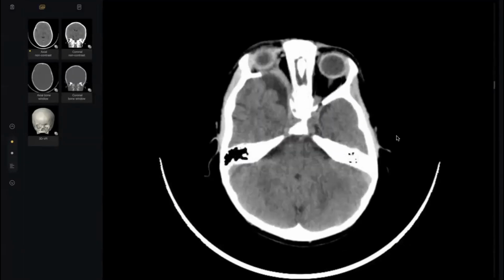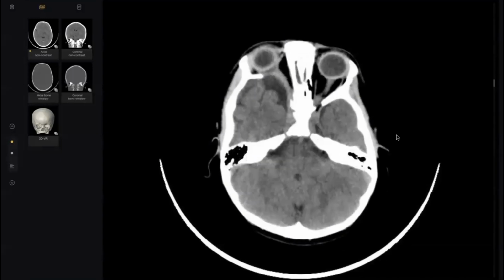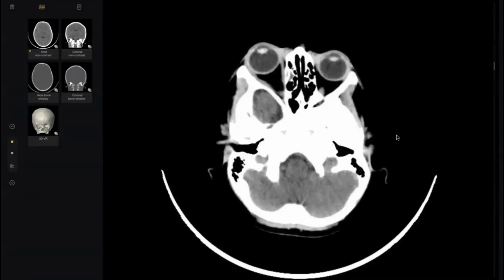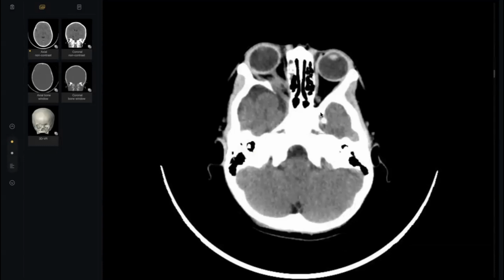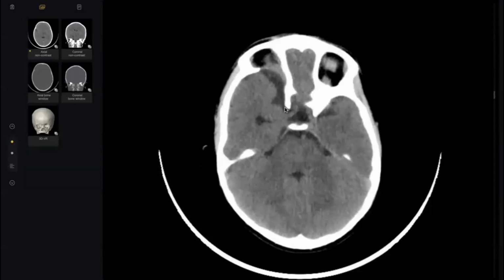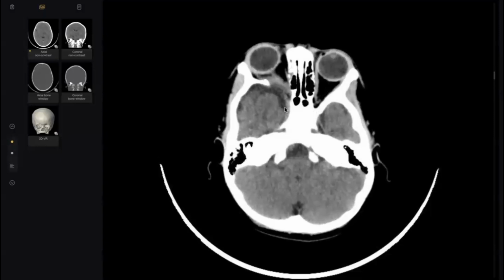In my routine practice, I want to shift this image into the bone window. Why? Because I suspected that there is a difference between the sphenoid wing on the right side and the left side. I can see that there is thickening, thinning. What is your finding? Tell me the finding. Sphenoid wing hypoplasia, which is consistent with the neurofibromatosis. See, hypoplasia or dysplasia? Dysplasia, which is consistent with the neurofibromatosis. Excellent.